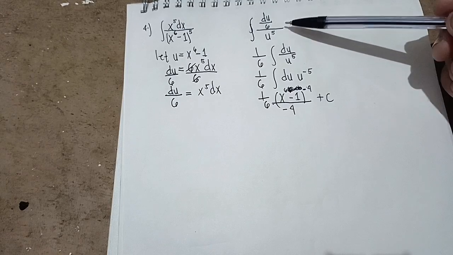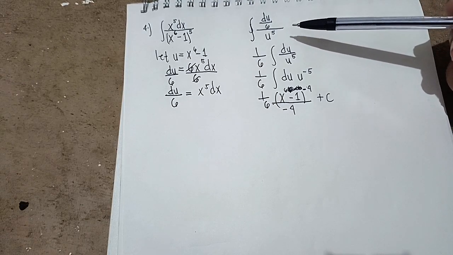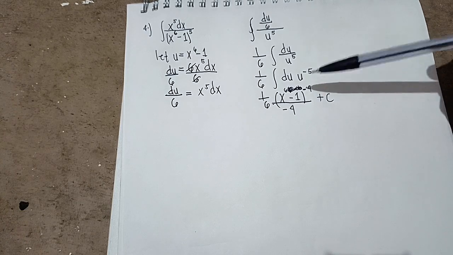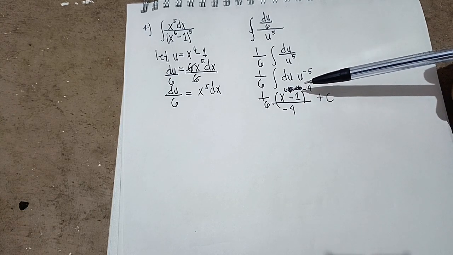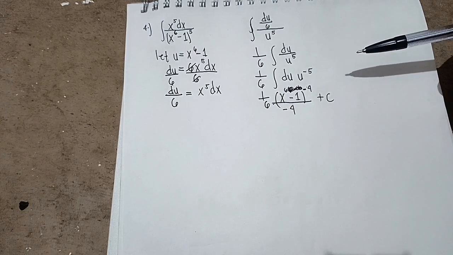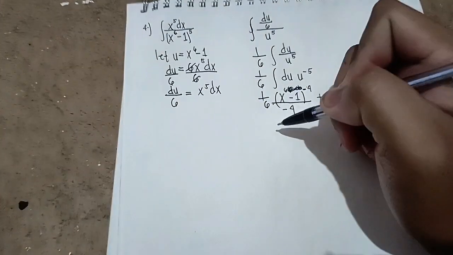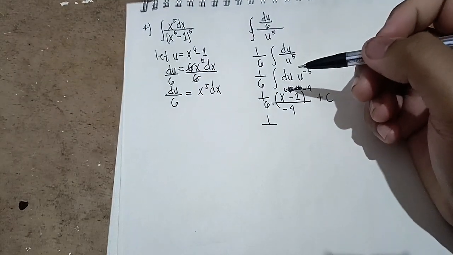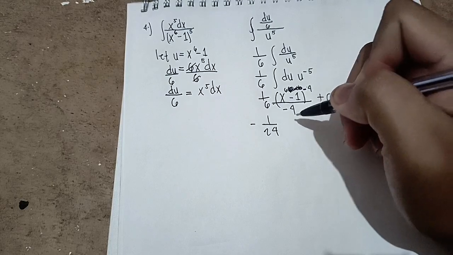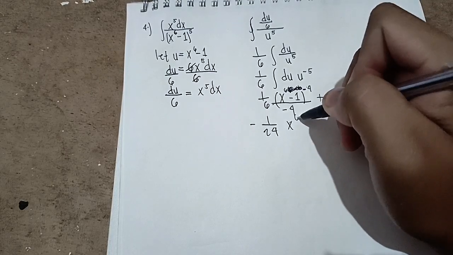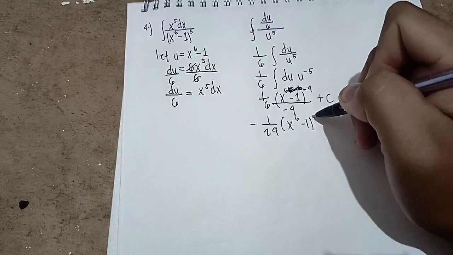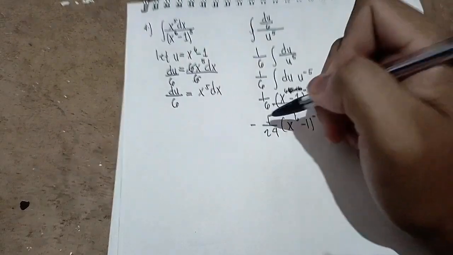Then substitute. We'll have du over 6 over u^5. Then we can put the 1/6 outside the integral. Then we can integrate. Then we will have 1/6 times (x^6 - 1)^(-4) over -4 plus c. So the final answer would be, 6 times -4, which is -24, so 1 over -24 times (x^6 - 1)^(-4) plus c. That's the final answer.